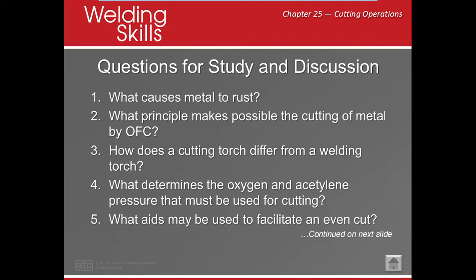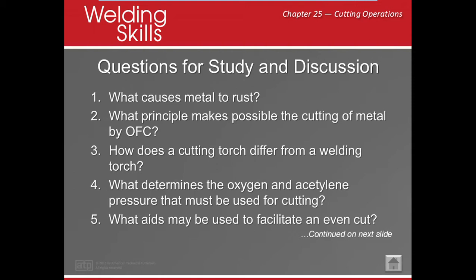Now, how does a cutting torch differ from a welding torch? Well, a cutting torch differs in that it has an additional lever to control the oxygen discharged through the center orifice. What determines the oxygen and acetylene pressure that must be used? You guys should know this answer. Oxygen and acetylene pressures for a particular application are dependent on tip size, type of cutting to be performed, and thickness of material.